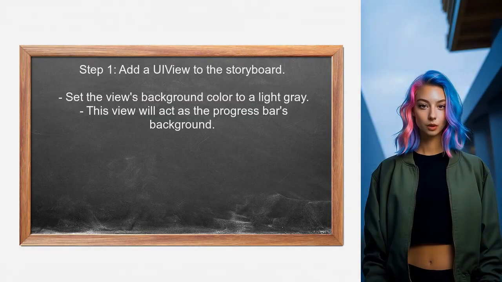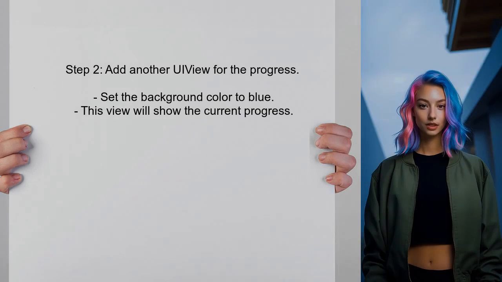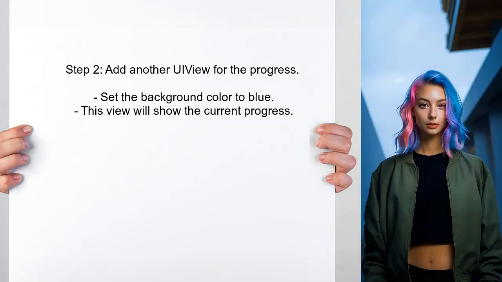To create a horizontal progress bar in iOS, similar to Android, the user should start by adding a UIView to their storyboard. This view will serve as the background for the progress bar. Next, the user needs to create another UIView that will represent the progress itself. This view should be placed inside the first view and have a different color, such as blue.